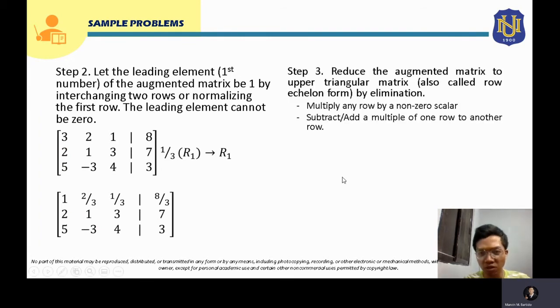Okay, so for our step 3, we have to reduce the augmented matrix to an upper triangular matrix by elimination. So our goal here is to reduce this augmented matrix to an upper triangular matrix, no? So this will be the upper triangle form, no? So these values, these 2, 5, and -3 elements, they should become 0.